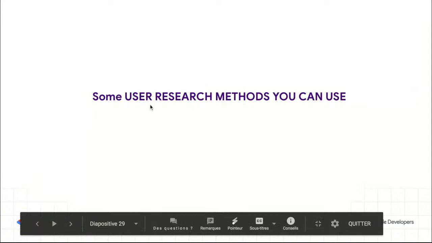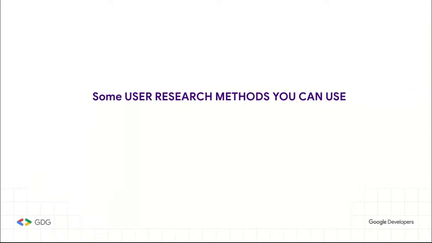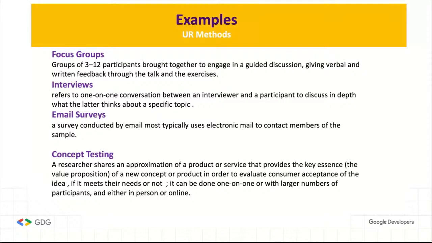Here we are going to see some user research methods that you can use on your tests of your mobile applications and websites. Focus groups: groups of 3 to 12 participants brought together to engage in guided discussion, giving verbal and written feedback through the talk of the exercise. So to do a test with a group, you can gather 3 to 12 participants and engage them in a discussion and ask them questions that you have to write before the interview.